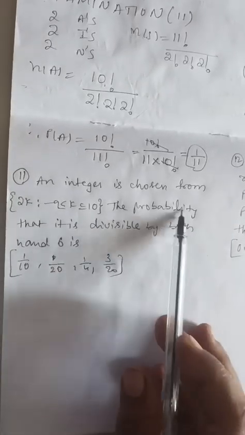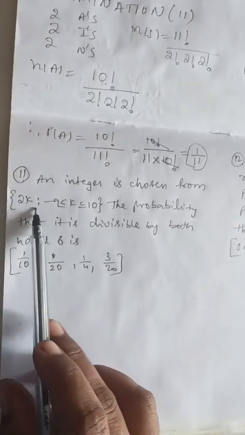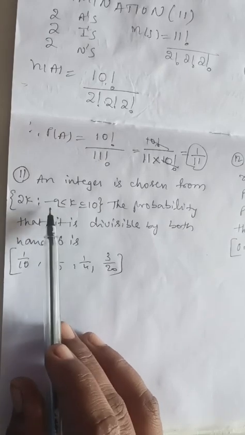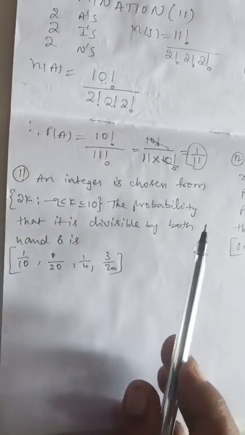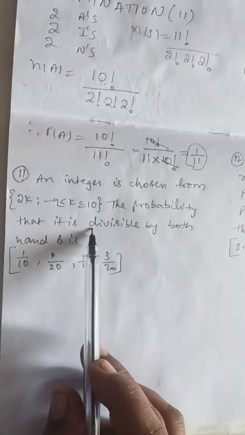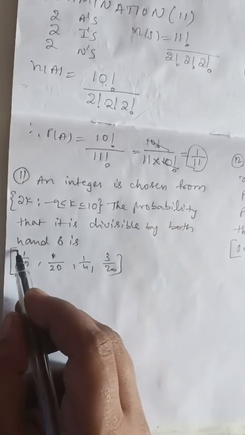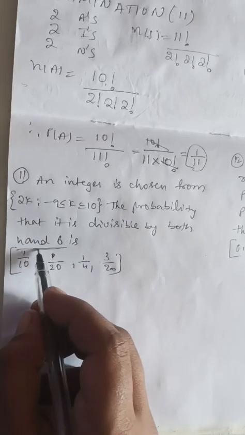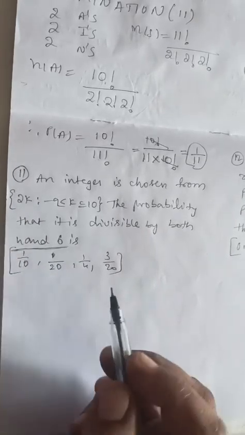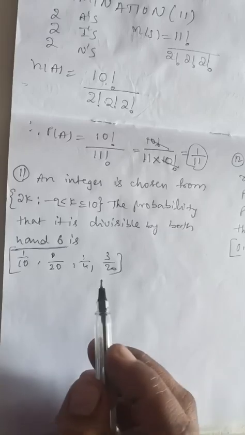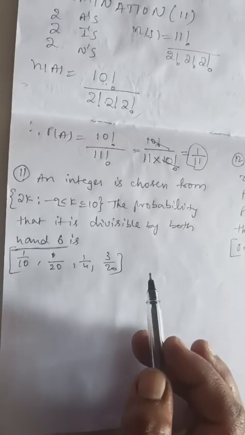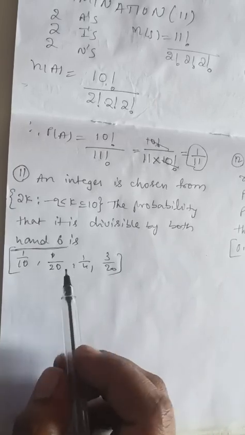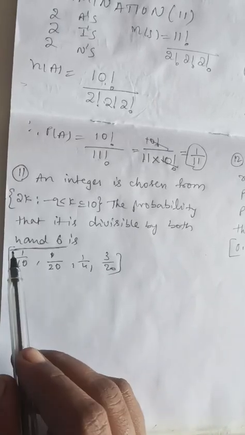An integer is chosen from the set 2k, where k is defined as minus 9 less than or equal to k less than or equal to 10. The probability that it is divisible by both 4 and 6. A number divisible by both 4 and 6 must be a multiple of 12. That means it should be divisible by 12. Then only is the number divisible by both 4 and 6.